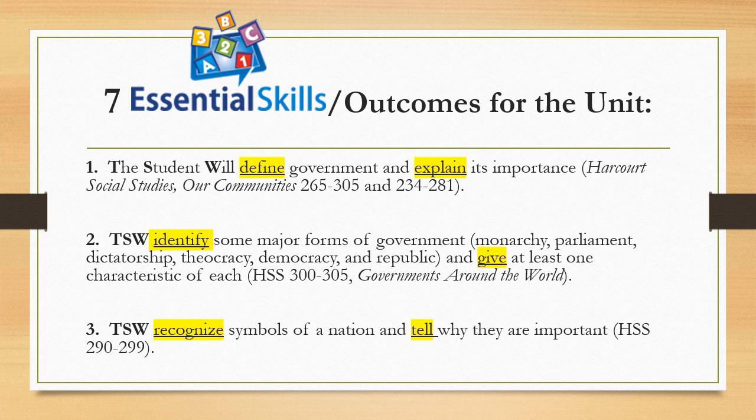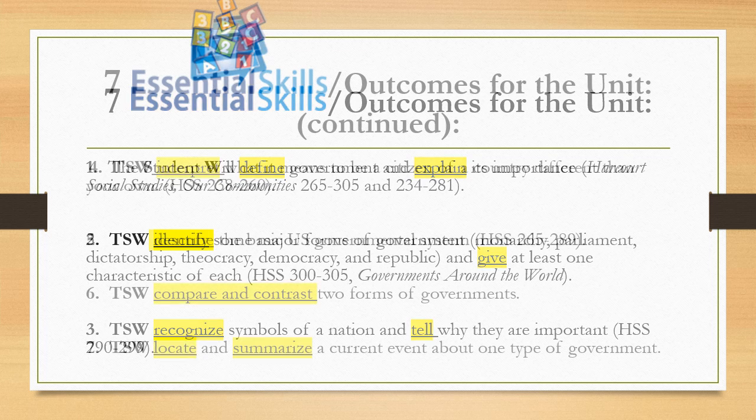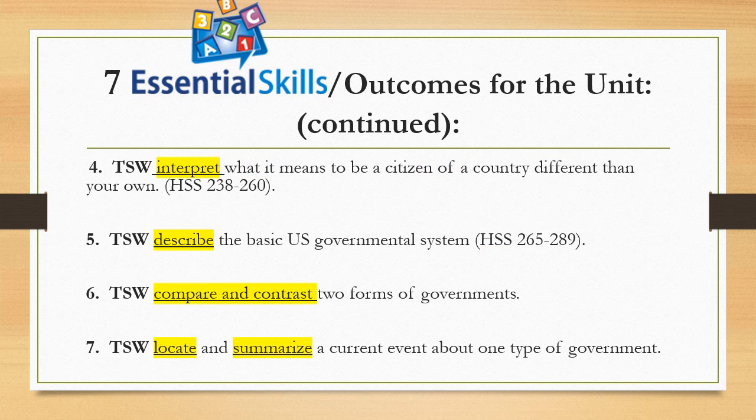Number 2, the student will identify major forms of government and give at least one characteristic of each. Number 3, the student will recognize symbols of a nation and tell why they are important. Number 4, the student will interpret what it means to be a citizen of a country different than your own. Number 5, the student will describe the basic U.S. governmental system. 6, the student will compare and contrast 2 forms of government. And 7, the student will locate and summarize a current event about one type of government.